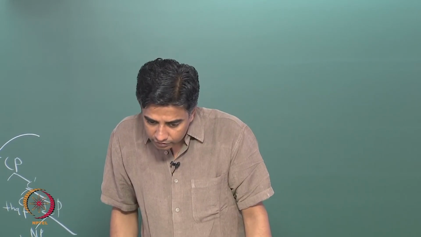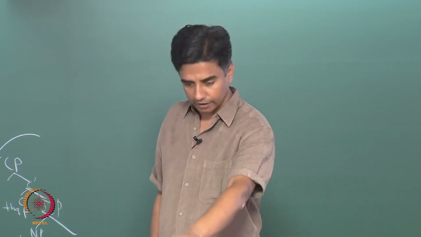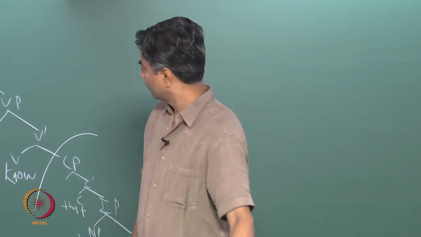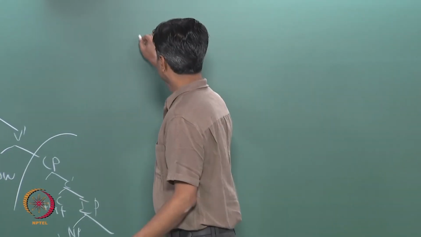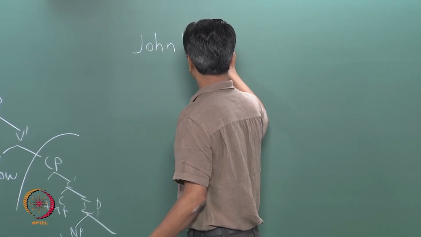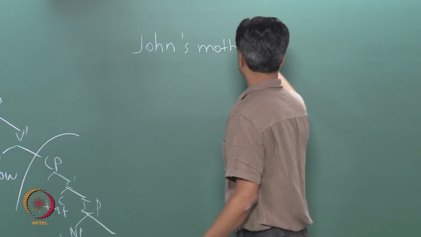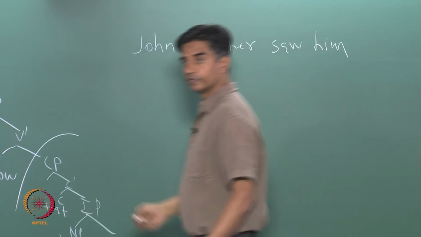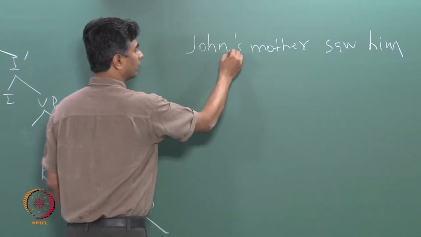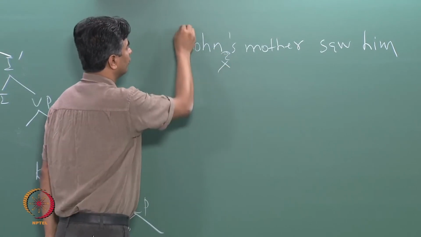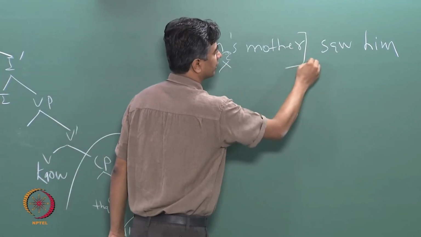Sorry? Yeah, definitely. You're talking about sentence number 2, right? The problem is sentence number 2. This is how it should have been done. John's mother saw him. What I have done is I have put it here. This is wrong. What I should have done is put it here.